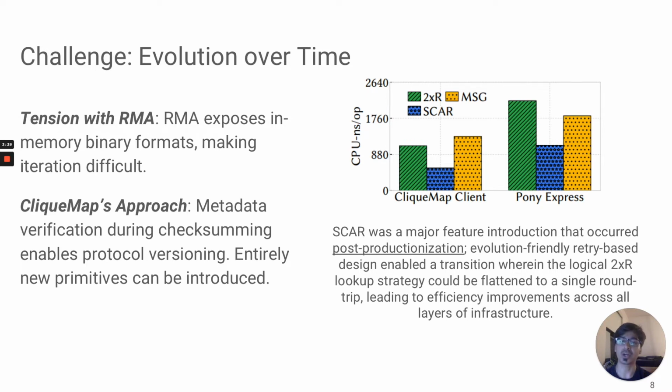When operating atop Pony Express, a software NIC at Google, CliqueMap can use a special inbuilt primitive to flatten the canonical 2xR lookup into a single round trip, essentially a highly specialized RMA operation embedded in Pony Express. Introducing scan and read happened during CliqueMap's production lifecycle and was significantly simplified by a disciplined approach to protocol versioning.